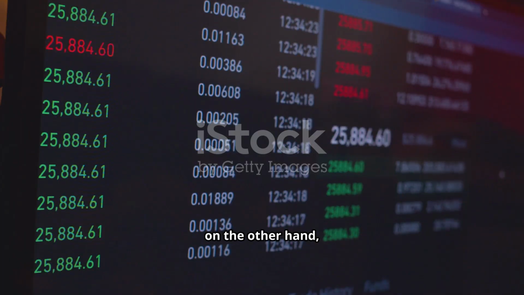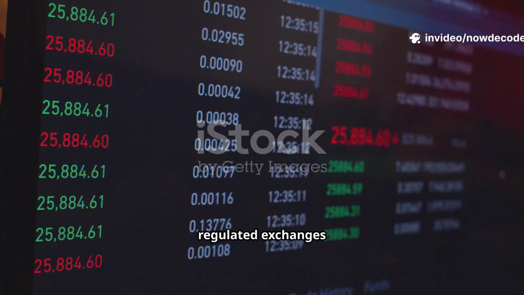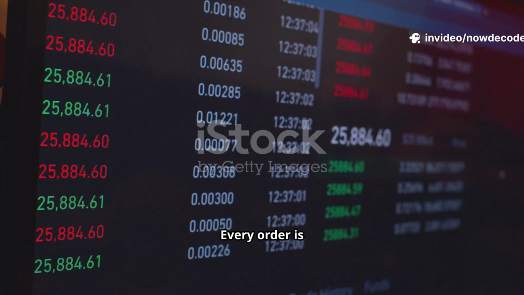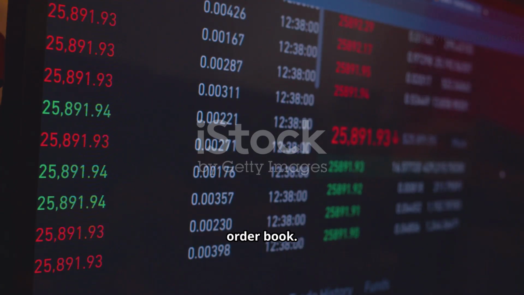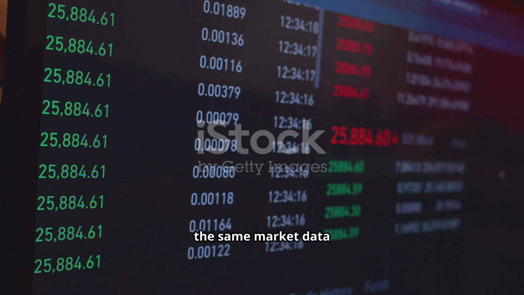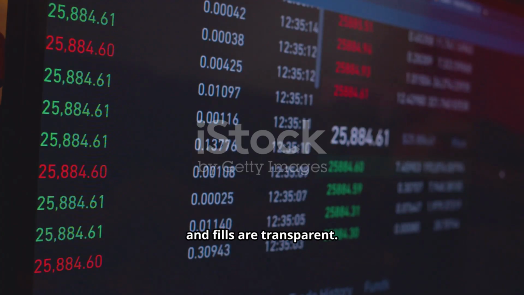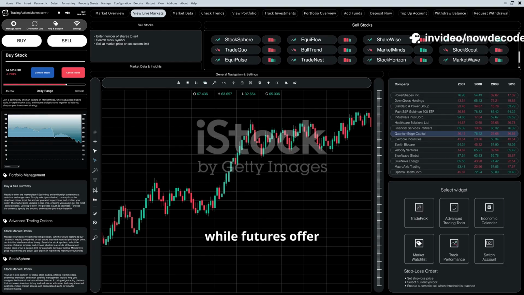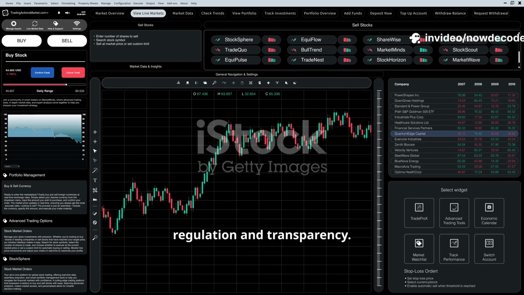Futures prop firms, on the other hand, connect you directly to regulated exchanges like the Chicago Mercantile Exchange. Every order is matched in a central order book. That means you see the same market data as everyone else, and fills are transparent. The takeaway? CFDs offer accessibility, while futures offer regulation and transparency.